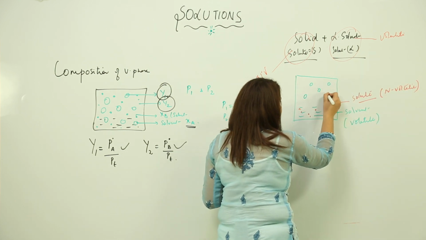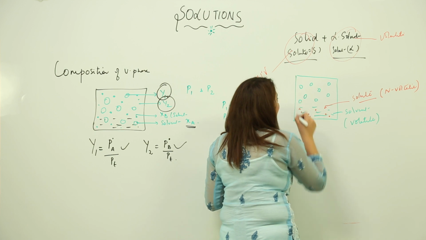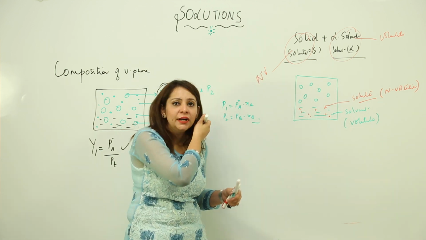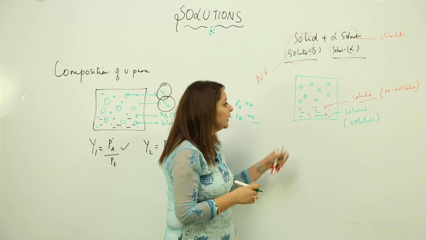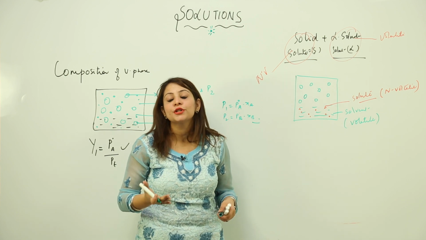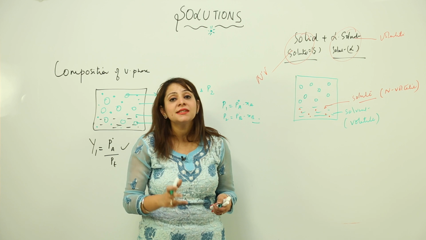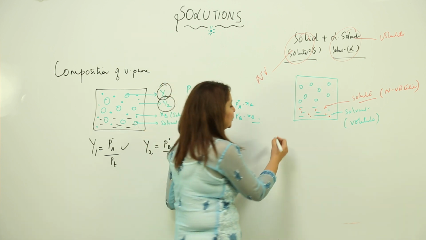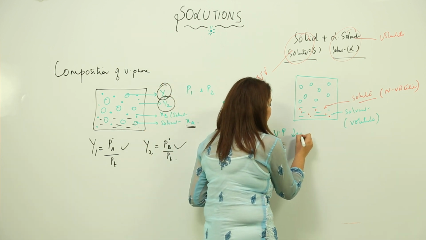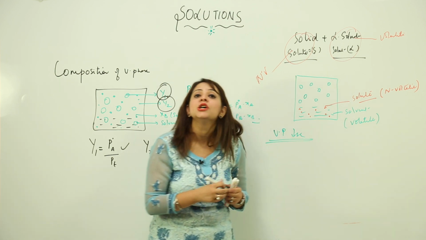Now with the passage of time you get to see that there are solvent particles present in the vapor phase, but there will be no solute particles. As I told you, it is non-volatile, so obviously they are not going to evaporate, but somehow they are going to decrease the vapor pressure of the solution. They are going to decrease the total vapor pressure of the solution.